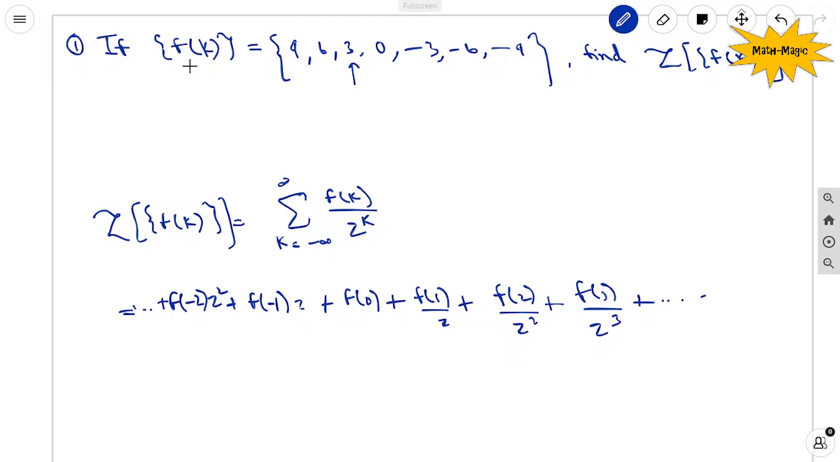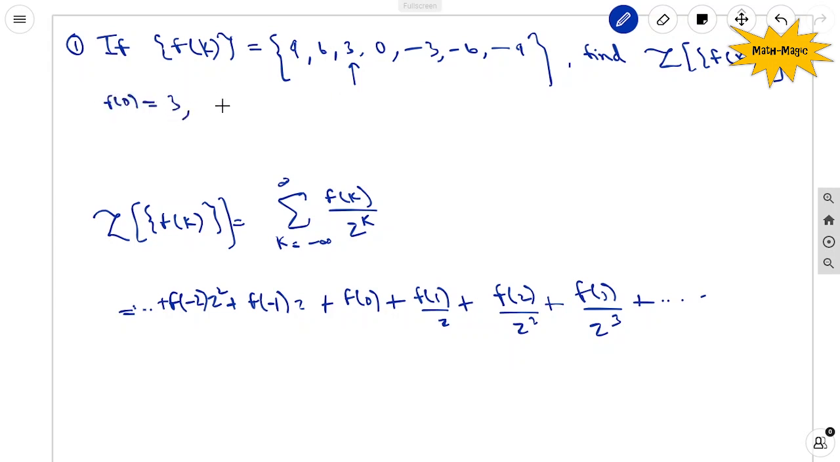Let's solve this problem. If the sequence f of k is equal to 9, 6, 3, 0, minus 3, minus 6, minus 9, where f of 0 is 3, find the Z transform of the sequence f of k. Okay, so here we can just write this sequence as follows. What is f of 0?